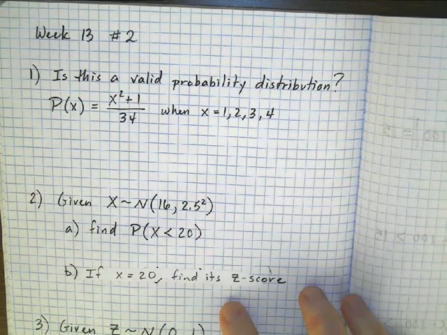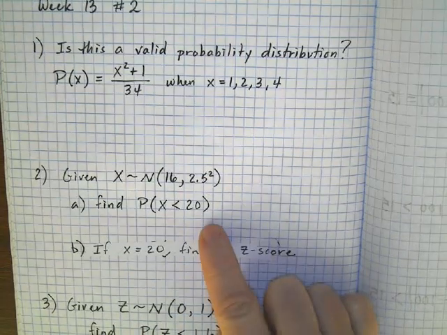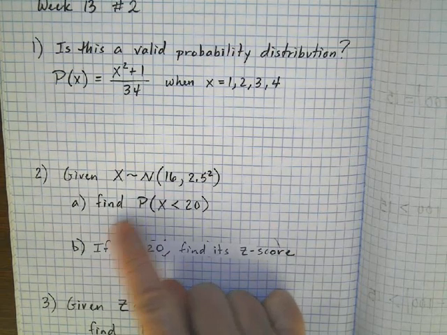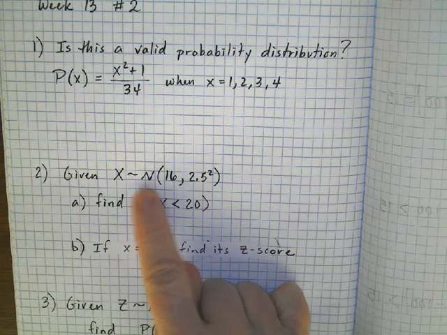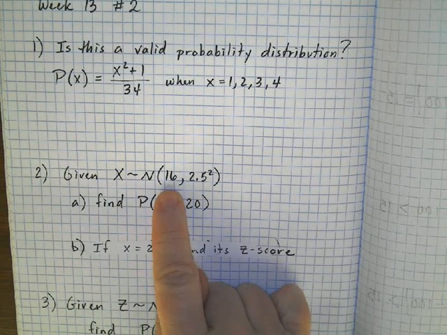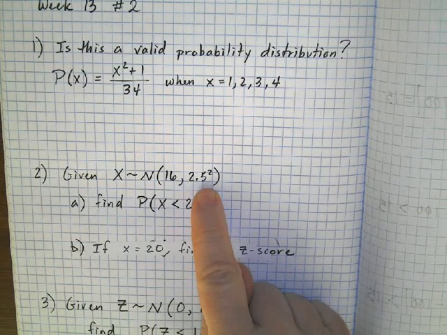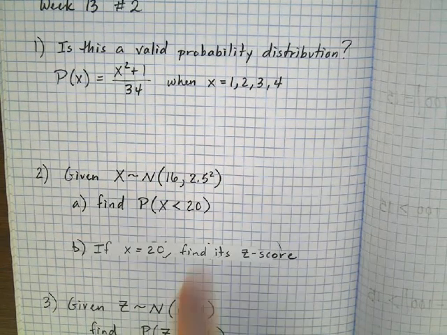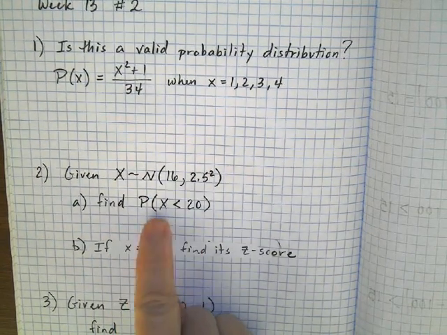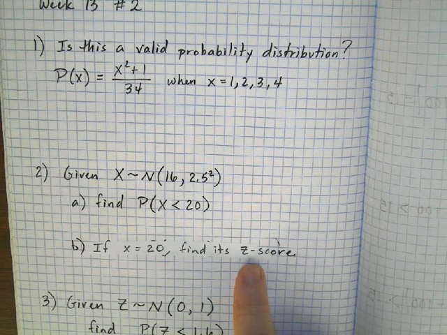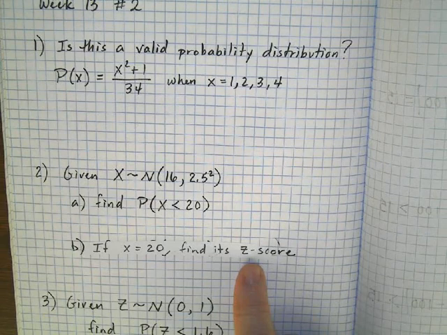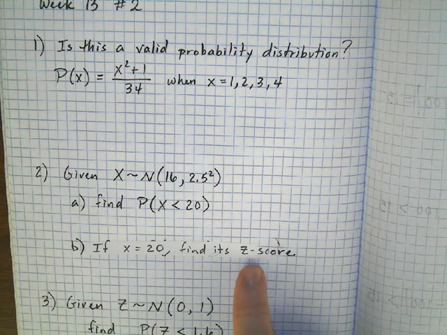And then here, this is basically a calculator problem for the first one. So find the probability that x is less than 20 if you have a normal distribution with a mean of 16 and a variance of 2.5 squared. And then, same problem, I want to know what's the z-score for x equals 20. Change that to a z-score. Okay, so check the textbook pages that I sent you to look up how to compute a z-score and figure out what the z-score is for that.